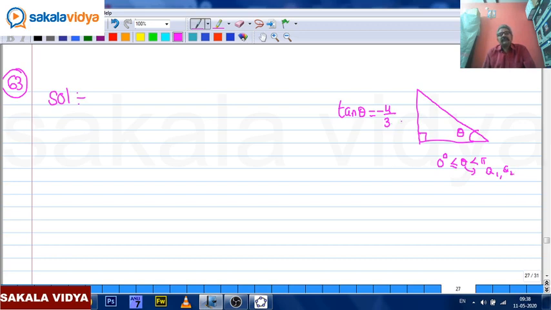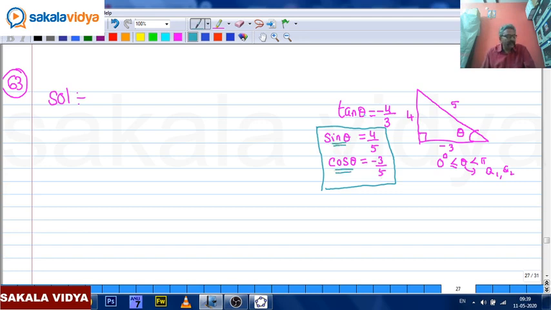In the second quadrant, sine is actually positive. That's why this should be taken as minus 4, this should be taken as minus 3, obviously 5. Now we can write sin theta is equal to 4 by 5. Sin theta should be positive. This is a very important criterion. Cos theta should be negative as tan theta is negative, so that will be minus 3 by 5. This is very, very important. Please remember: whenever theta is the inclination of the line and tan theta is negative, we need to take sin theta positive and cos theta negative, so that we get tan theta negative.